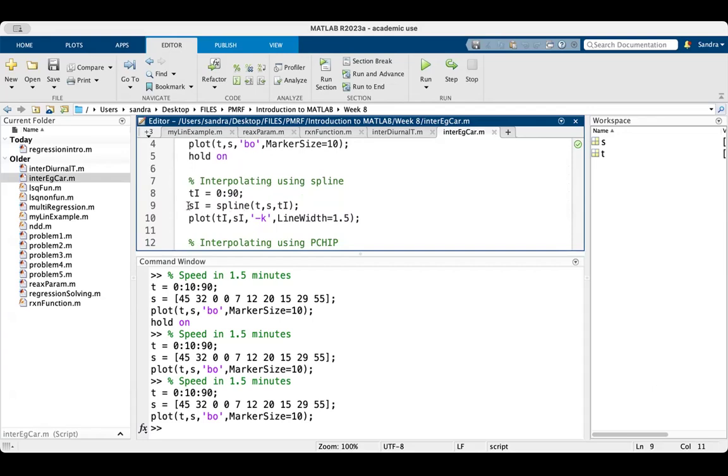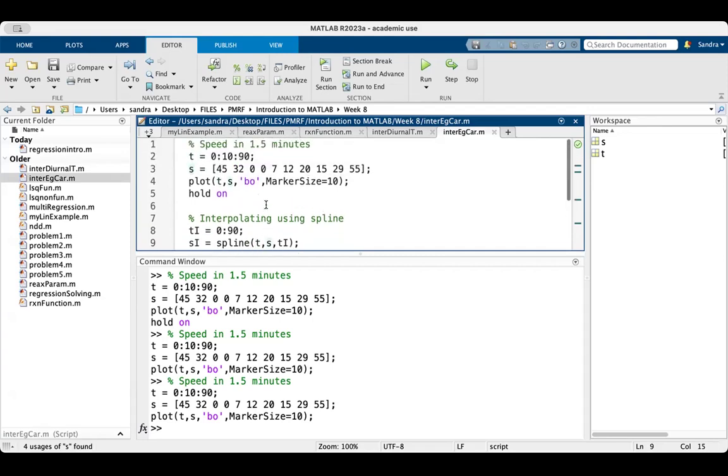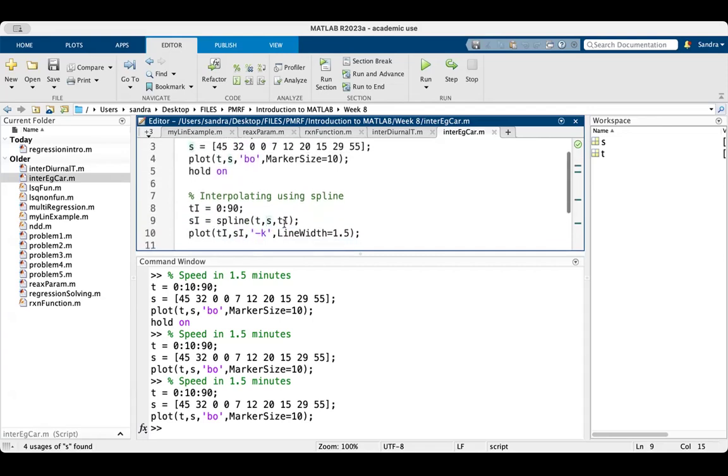Now, this is how I use the spline keyword. This is the output, that is, for this time, what are my speeds. That will be saved in this SI vector. Spline is the keyword that I use. I take the time and the speed data that is given to me in the question, T and S. And these are the times at which I need to find the interpolated data, that is TI. Okay, I run this.